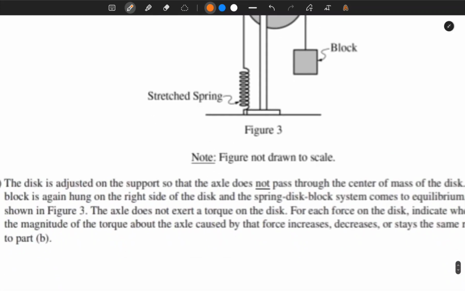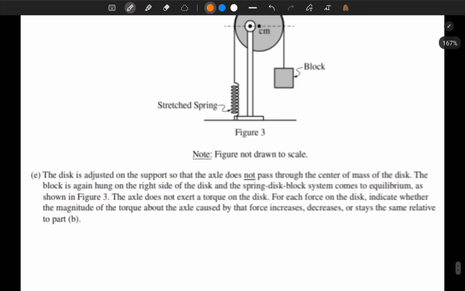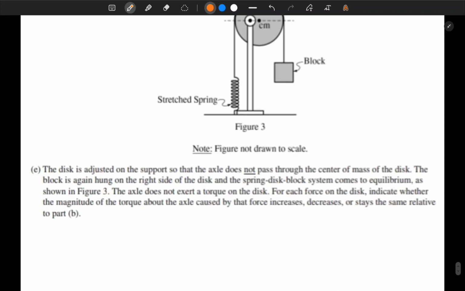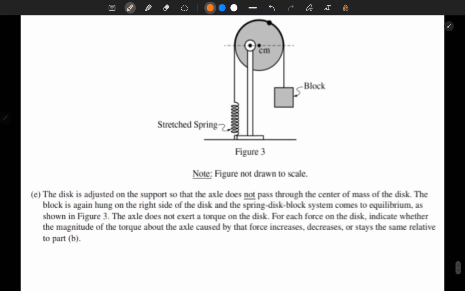Next, moving on to the final part of the problem, let's assume that the disk is adjusted on the support so that the axle does not pass through the center of mass of the disk, as shown in the figure. The block is again hung on the right side of the disk, and the spring disk block system comes to equilibrium, as shown in the figure above.